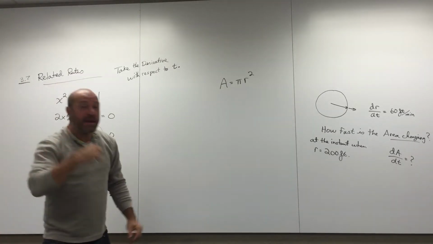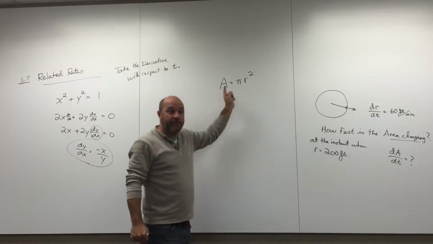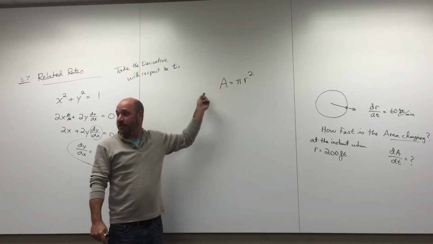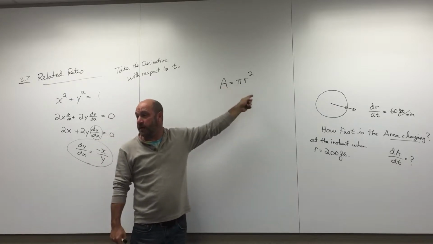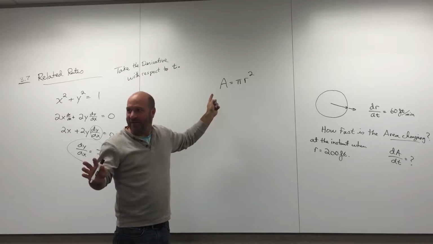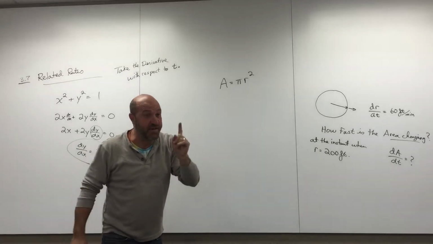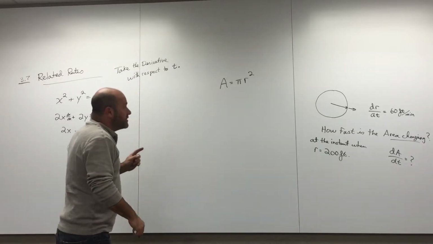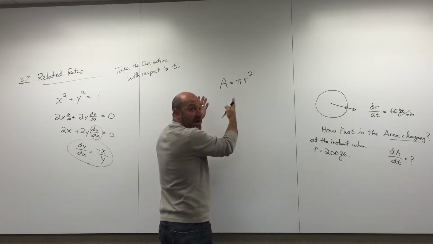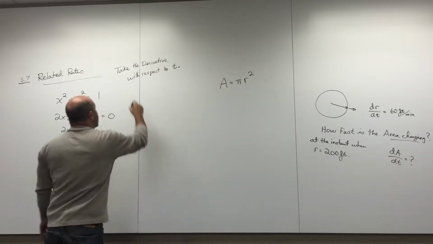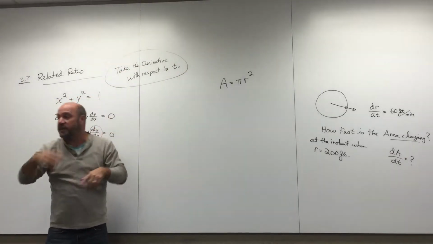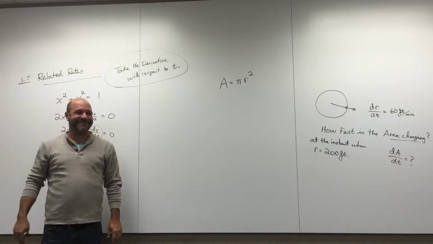If I had the radius, I could give you the area. There's no calculus here. This is just a formula. If you have the radius, I can tell you the area. If you have the area, I can tell you the radius. But that's not the question. The question was about the rate of change of these variables. So guess what I should do to this formula? I need this formula to start, but then I want to take the derivative implicitly with respect to t.